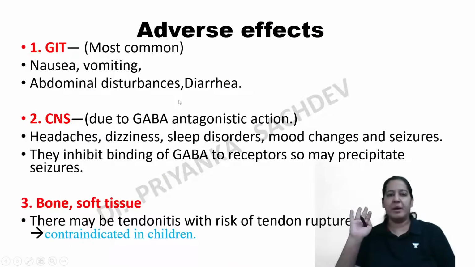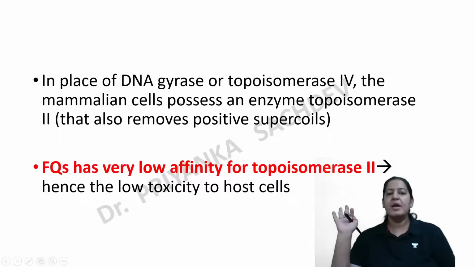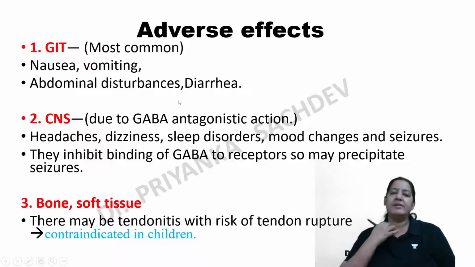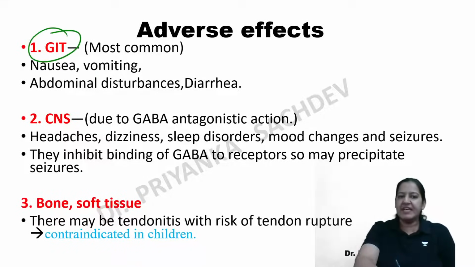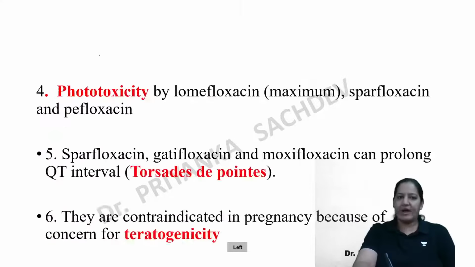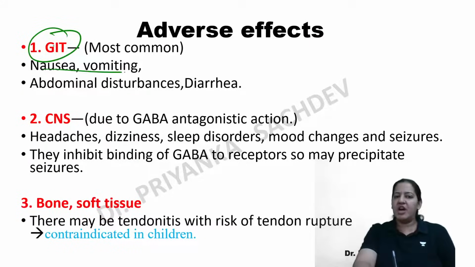So coming to the adverse effects. Mechanism of action is done. Now coming to the adverse effects. GIT is most commonly affected. I don't have a mnemonic, but we will try to make one. In GIT, nausea, vomiting, diarrhea, anything can happen.